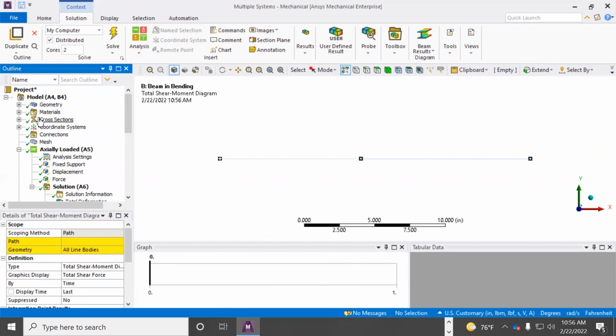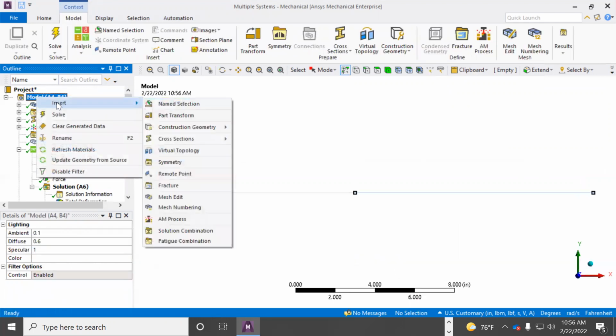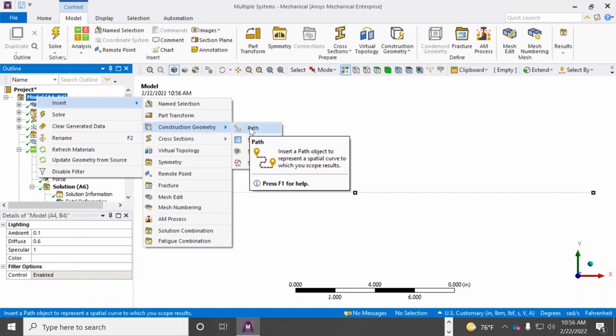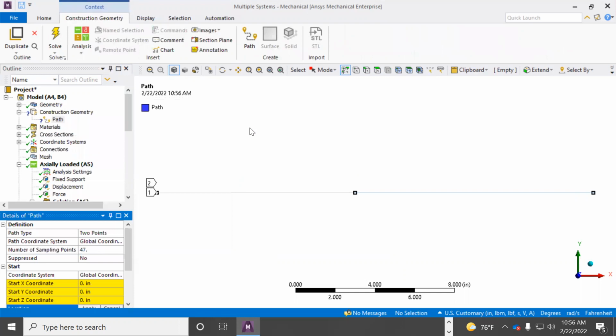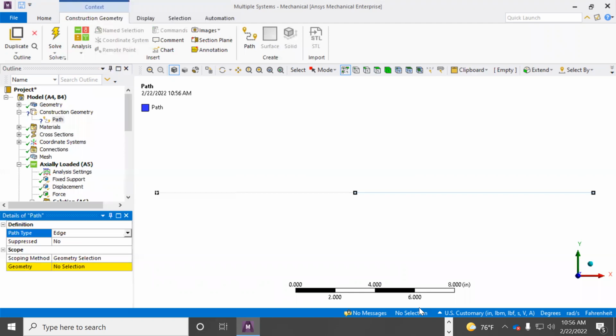I go all the way up to my model. I go insert and I choose construction geometry and choose a path. So you see here, I'm going to the model, insert, construction geometry, and I select a path. And it says here, insert a path object representing a spatial curve to which you scope the results. So I go path, and you want to make sure to define your path not using points, but using edges. So I come here and select edge.